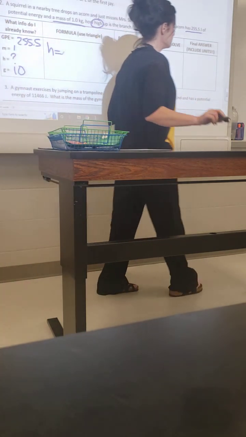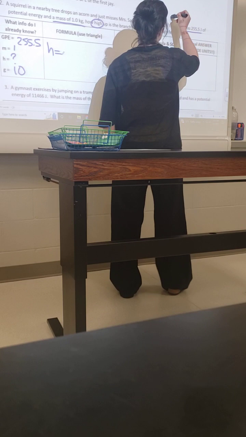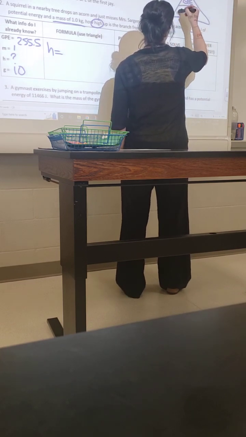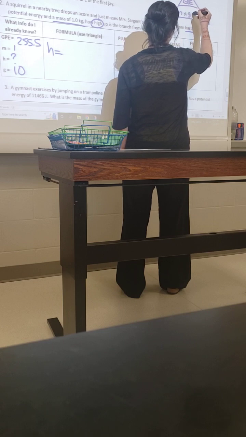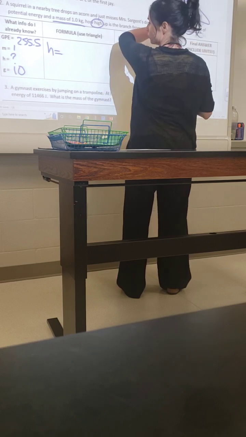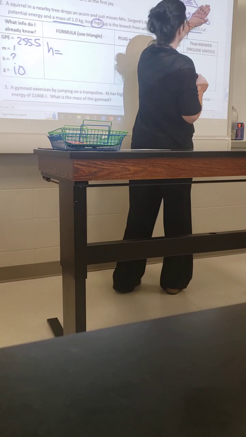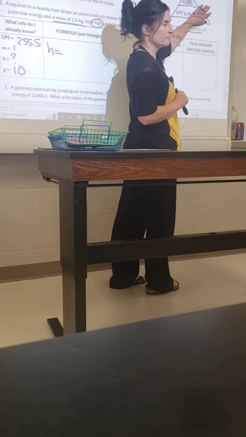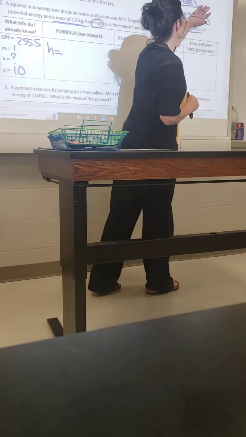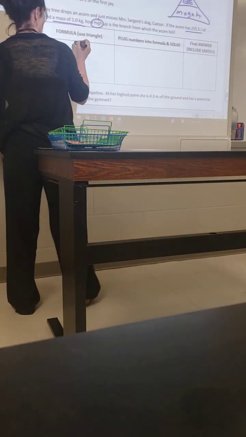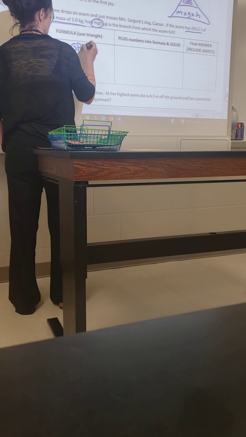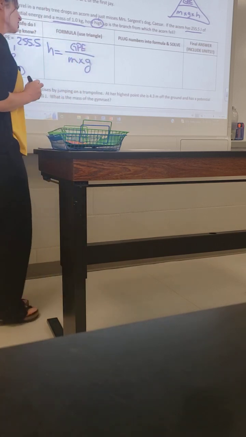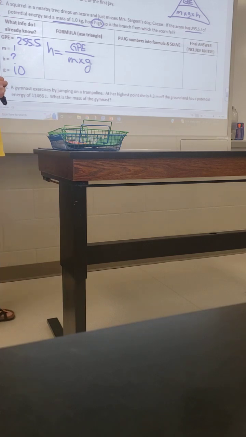My equation is GPE equals M times G times H. So I'm solving for height, right? So what equation am I going to use? What do you think? GPE divided by mass times gravity. Very good. So it's going to look like this, GPE divided by M times G. It looks a little weird, but still pretty easy math.